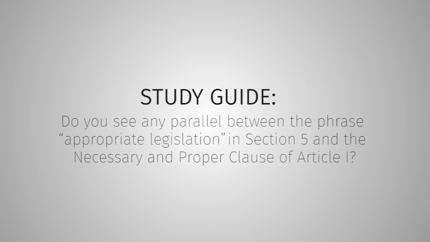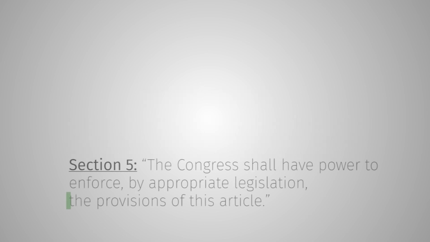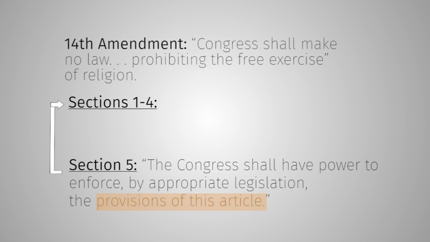Study guide. Do you see any parallel between the phrase, quote, "appropriate legislation" in Section 5 and the necessary and proper clause of Article 1? What are the, quote, "provisions" of this article? That phrase refers back to Sections 1 through 4 of the 14th Amendment.